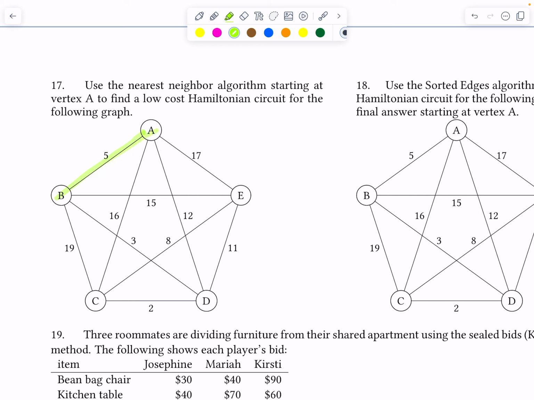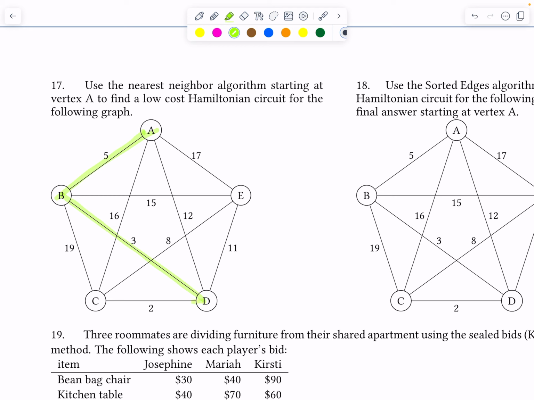a choice between 5, 16, 12, and 17. Now from vertex B, your choices are 15, 3, and 19. It looks like those numbers are kind of hard to figure out. If it's hard to figure out what each number is associated with, let me know, and I will try to make it easier. But for this one, the 3 is associated with the line that I just drew there.